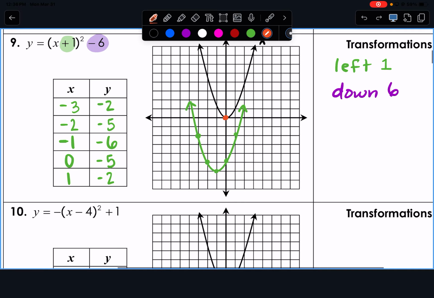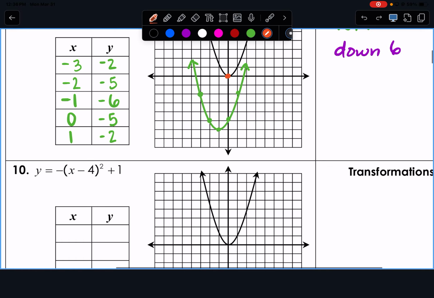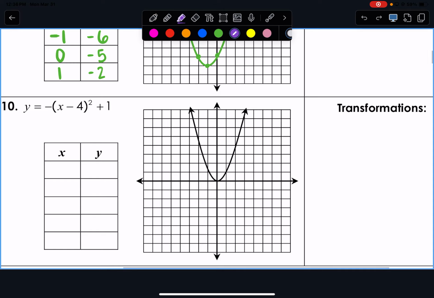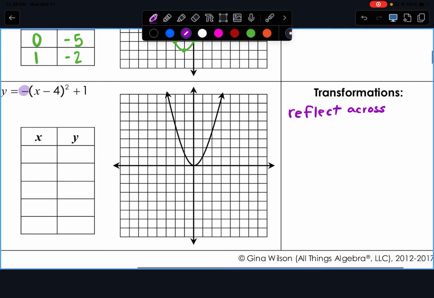Now, we're also going to look at number 10. Does anybody remember what putting a negative at the very front causes to happen to a graph? It flips it upside down. And how we need to say that is it's going to reflect across the x-axis. What else is happening as far as transformations go? To the right 4. What else? Up 1.